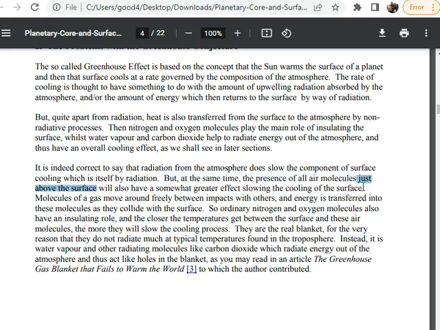Okay, I think what he's just making a distinction of here is the molecules just above the surface versus molecules from elsewhere in the atmosphere.